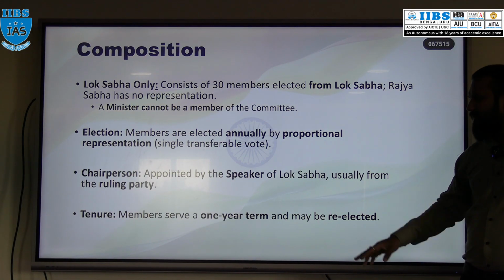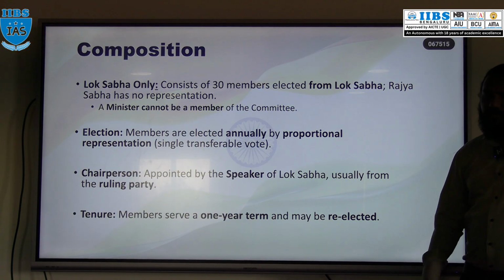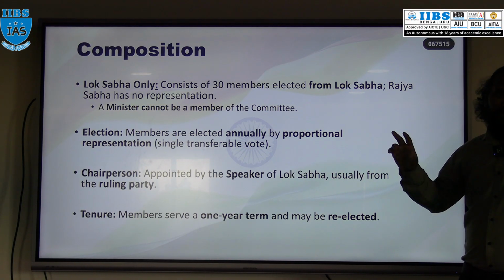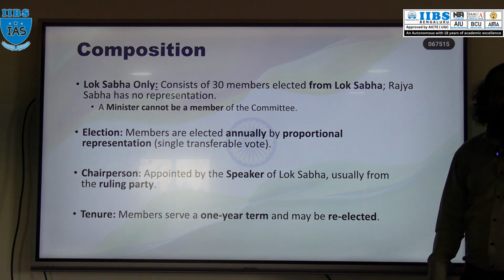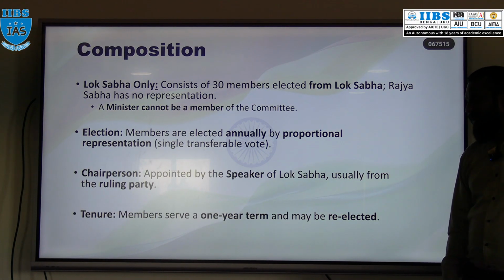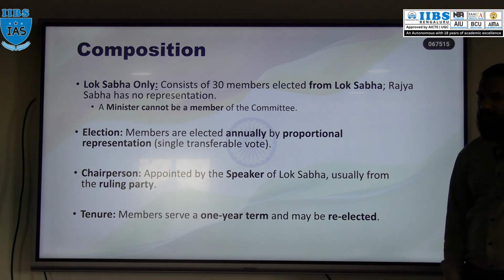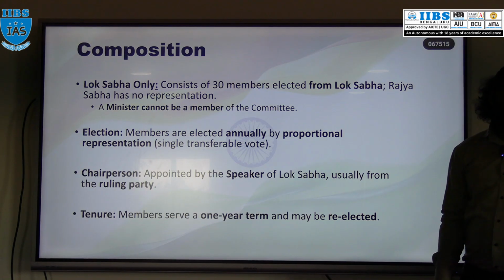What is the tenure of this committee? Same, 1 year. At the completion of 1 year, the members will change, or there is a possibility that the same person can be re-elected. Then who is the chairperson? The chairperson will be appointed by the Speaker of Lok Sabha, and here generally the chairperson is from the ruling party, whereas the chairperson of the PAC, the Public Accounts Committee, is generally from the opposition party.